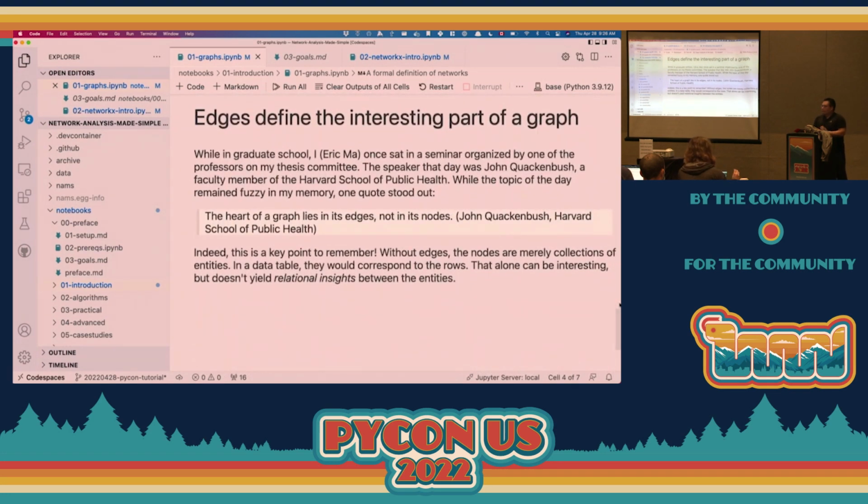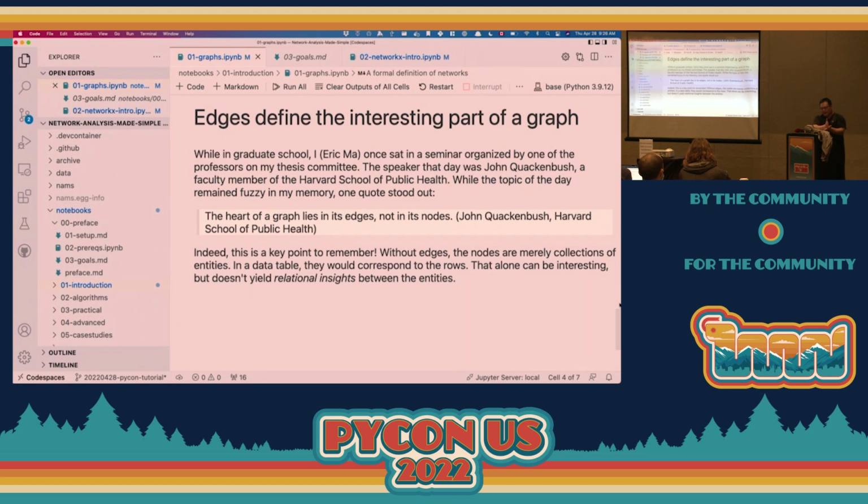Cool. So before we go on to actual programming, I want to really motivate this discussion about edges with this quote that I picked up while in grad school. This was, I think, 2015. I was in a seminar at the Harvard School of Public Health. Professor John Quackenbush was there. I forgot what he was talking about. I don't remember what new Nature paper he was talking about. But I do remember a quote from his talk, and I jotted it down.